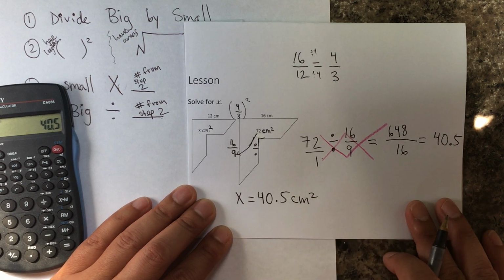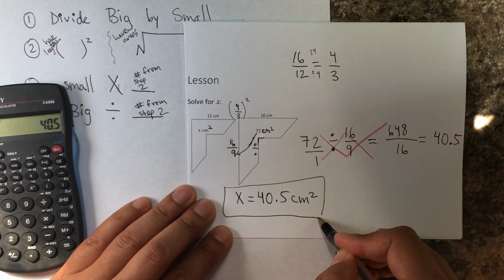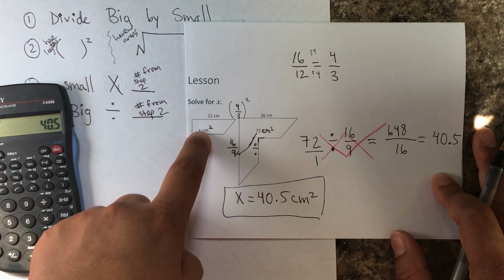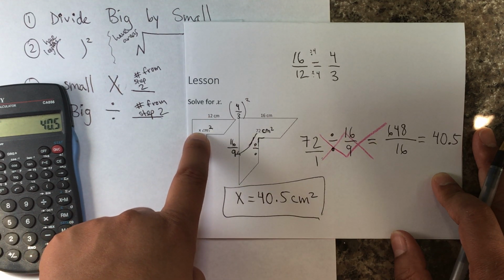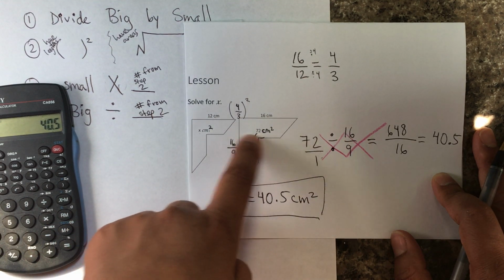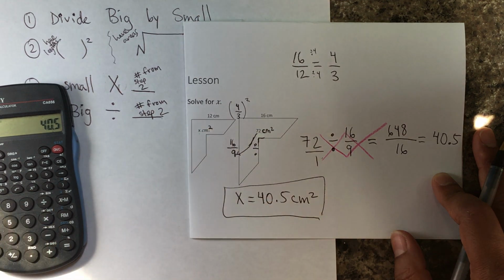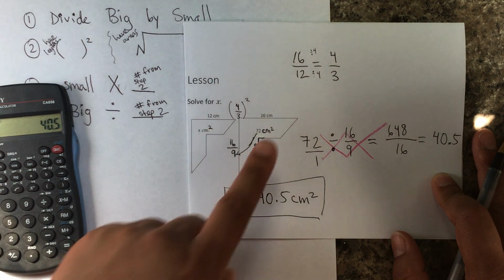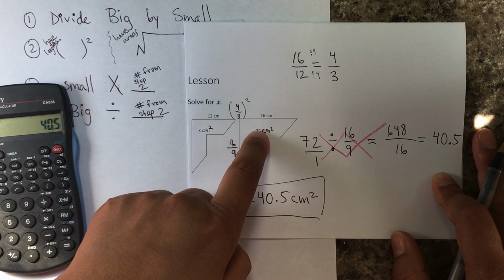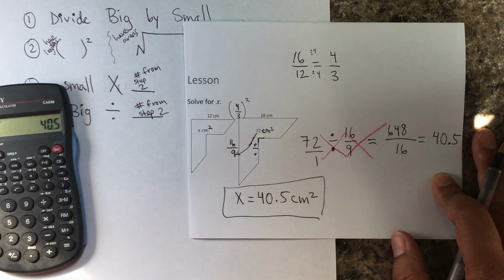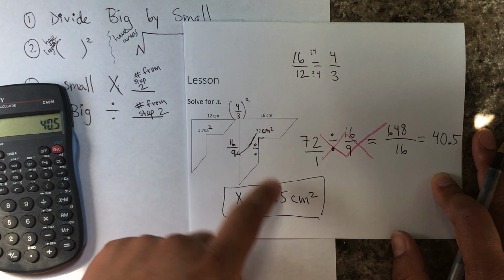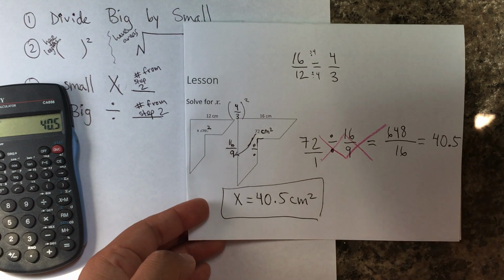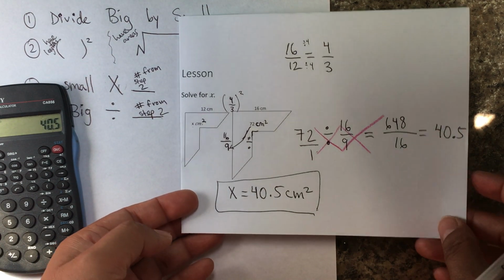square centimeters. Now let's see if it makes sense. Well, we know that this is a small shape, smaller than this one, so it's accurate. And this means that this is 4/3 of whatever this is, so it's about that. Well, it's actually that. Okay, let's do one more.